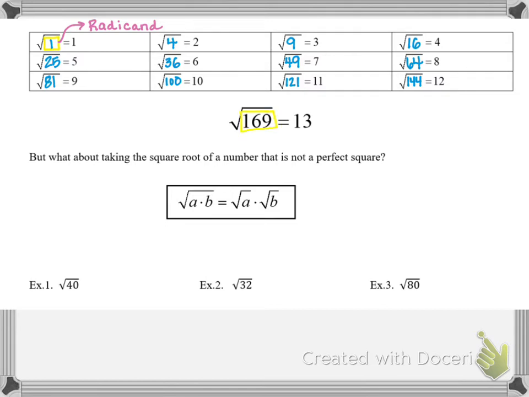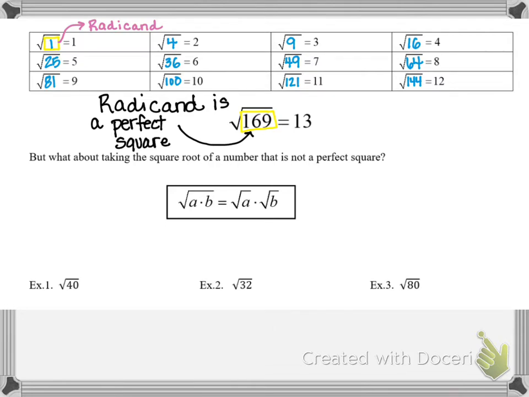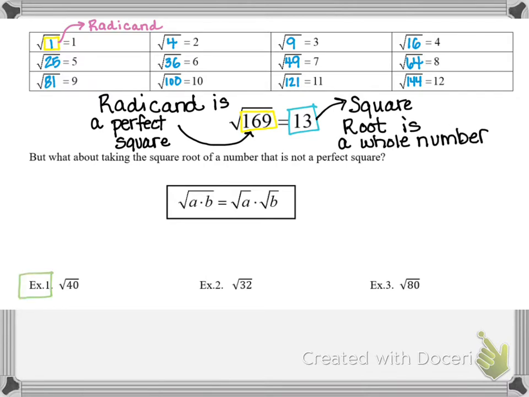So let's go over that vocabulary again. The number 169 is called the radicand. And when the radicand is a perfect square, like 169 is in this example, the answer or the square root, so the number 13 in this case, is a whole number. So that's what it means to be a perfect square. It means that the square root is a whole number. So if the square root of a number is a whole number, then the number you started with was a perfect square. Okay, but now what happens if our radicand is not a perfect square?